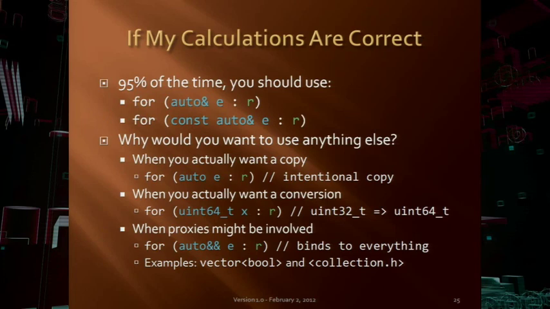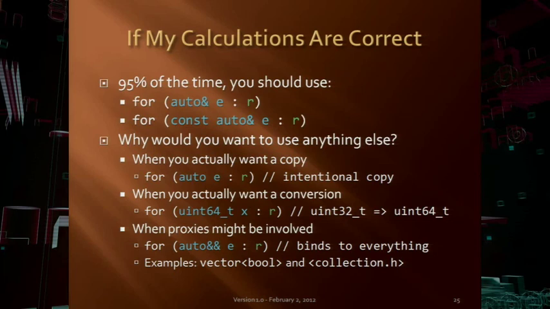So my guideline is 95% of the time, you should just write for auto ref e in range, or for const auto ref e in range if you want to be very clear about I'm not modifying this thing at all. That's going to observe the thing in place. It's always going to get the right type. So why would you ever want to use anything else? I thought about it, and I can think of 3 cases.